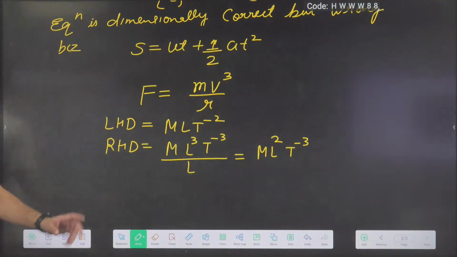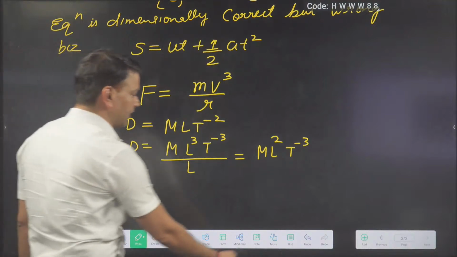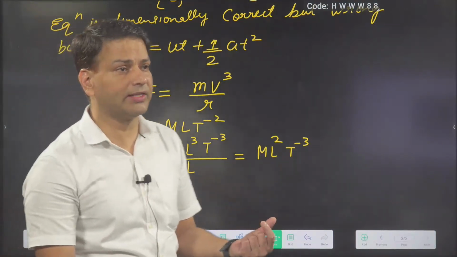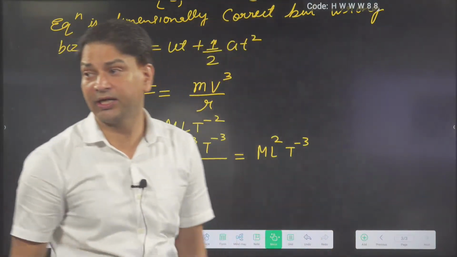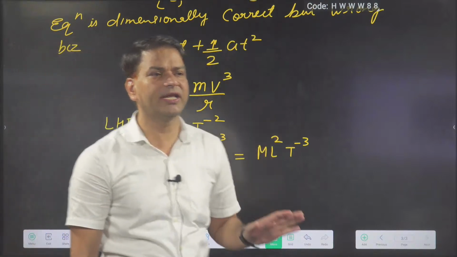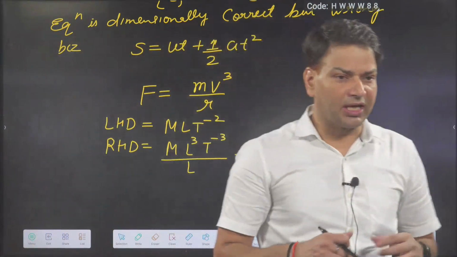Okay. So here LHD and RHD are not equal. Left hand dimension and right hand dimension are not equal. And we can equate quantities only when they have the same dimension. It means this equation is incorrect. This equation is dimensionally incorrect.